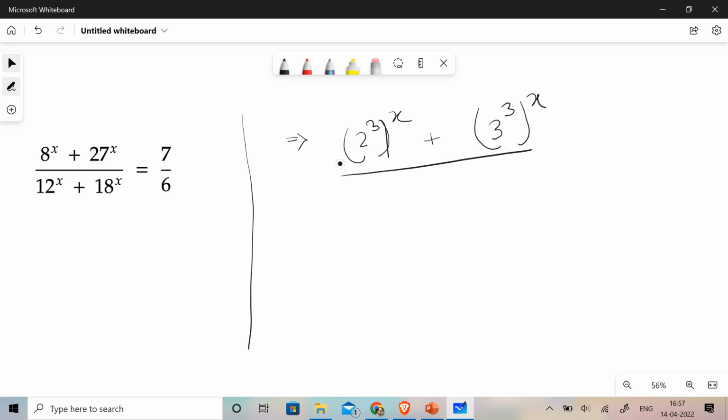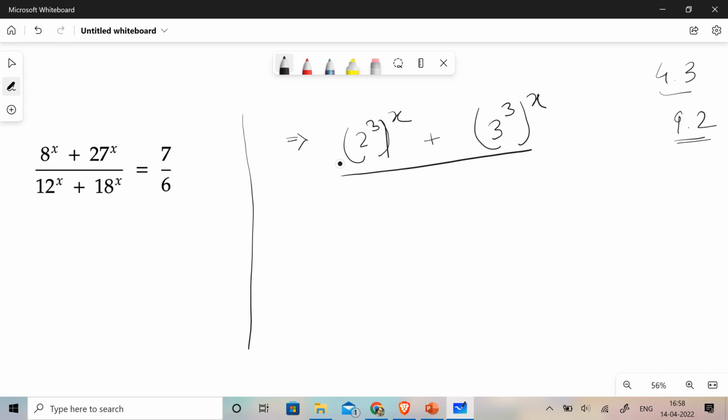So 12 is 4 into 3, and 4 is 2 square. So 2 square is 4, and if you multiply it with 3, you get 12. Similarly 18, we can think of as 9 into 2. So 9 is again 3 square, and then if you multiply it with 2, you get 18. So now it looks very interesting, right?